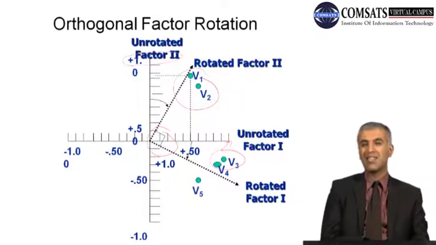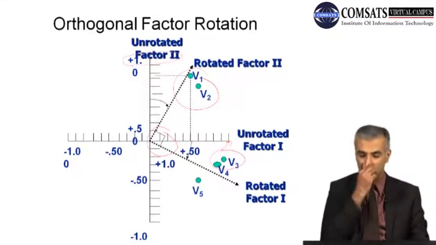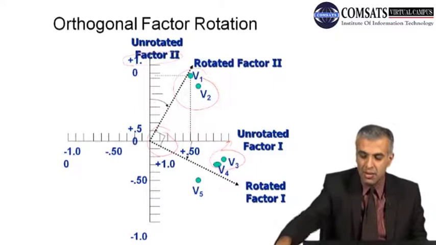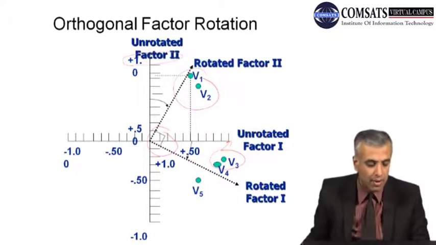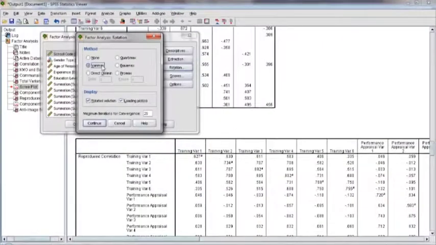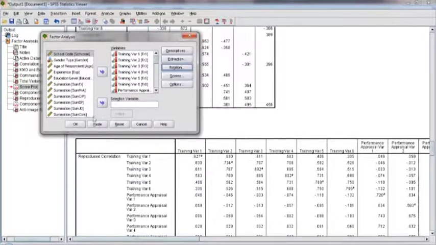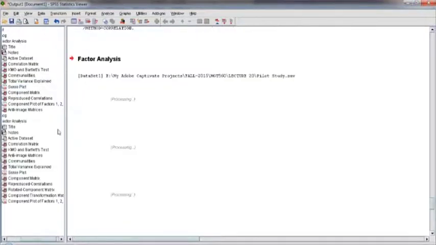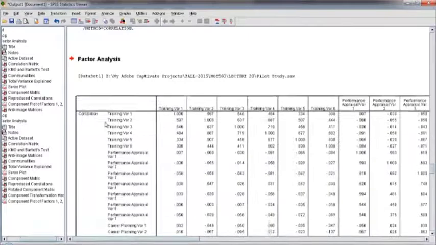So the pattern making as a result of this whole exercise becomes more interpretive, more conclusive in this case. Coming to the SPSS part, let's have a look at the results. As we see, we are now mentioning the Varimax method for rotation, then we click on continue, and here we can click on OK. So again the results have been generated.